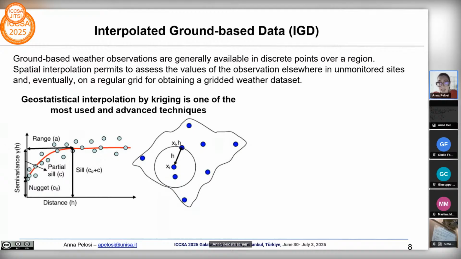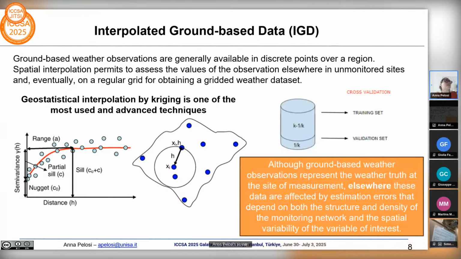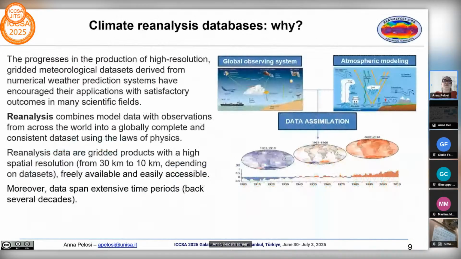Elsewhere, in unmonitored sites and on a regular grid, for instance, the spatial interpolation commits some errors. So maybe using spatially interpolated ground-based data may not be the best way to estimate weather across a region. And this is the point of the study. Since climate reanalyses are improving their performance due to the improved performance in time of numerical weather prediction models, maybe reanalysis can constitute a useful proxy for ground weather observation. Moreover, those data are freely available, easily accessible, and very easy to integrate in decision systems, in web decision systems.